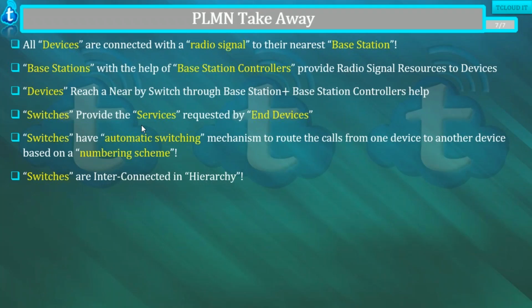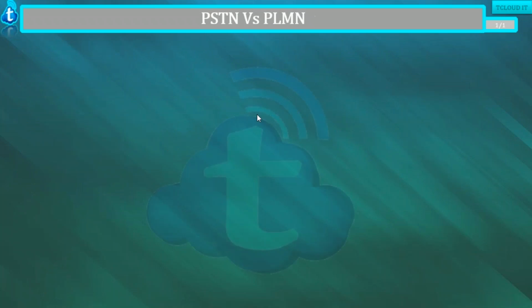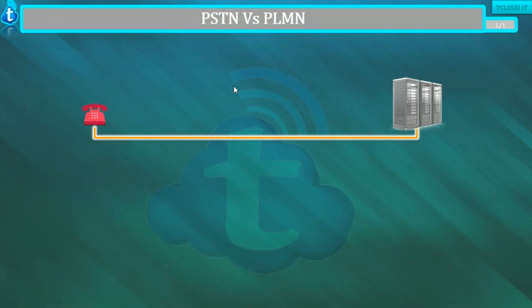So these switches are interconnected in a hierarchical fashion. This is the last technical slide for us today. In the case of landline systems, services are provided by your switch, and the device reaches the switch with a 24 by 7 wire. The device will reach the switch with a fully connected 24 by 7 wire. Whenever you want to request a service, you send the service details on this wire, and the switch will decide whether that service should be accepted or rejected.